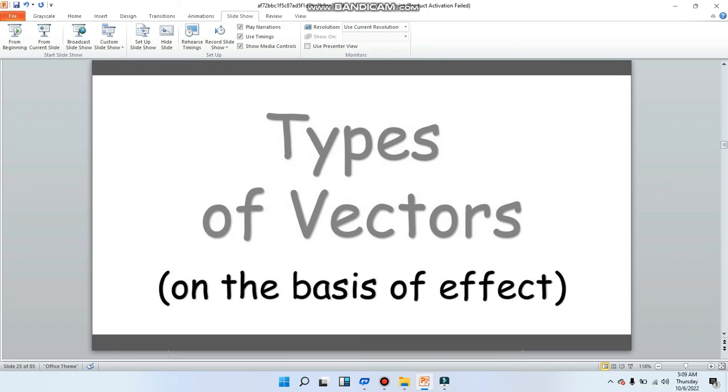Types of vectors on the basis of effects. We'll do this topic in the next video.